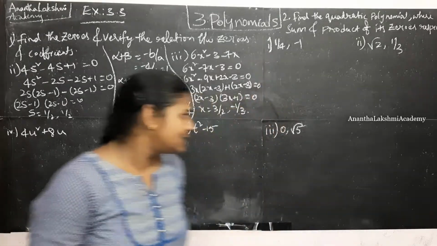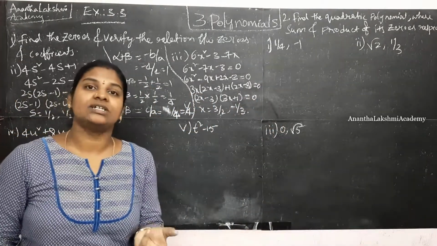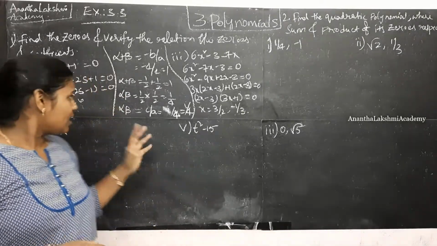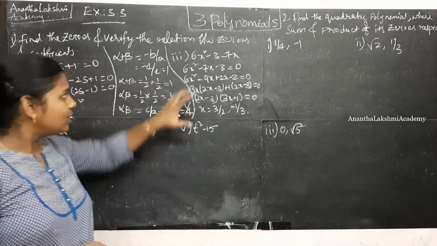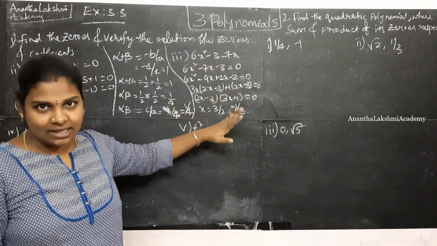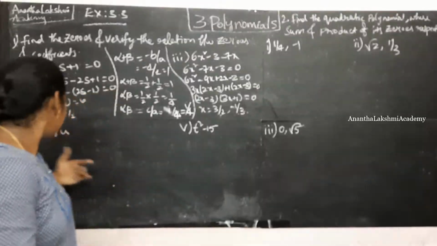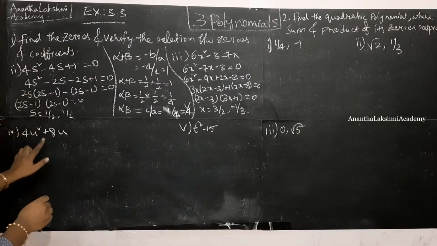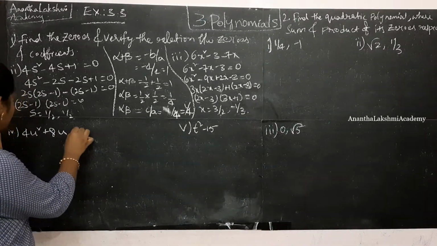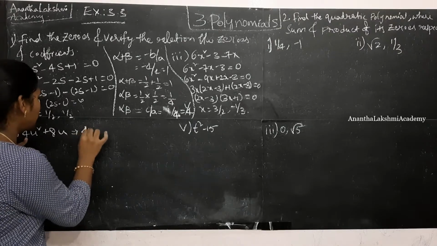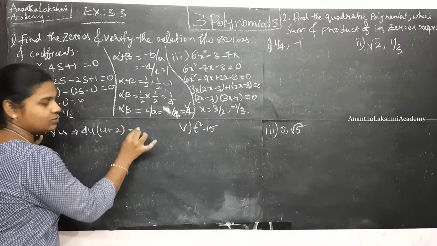Alright, so let's jump into the fourth bit. Here within the first question, I have taken the ones which are a bit different from the rest of the things. So this is quite simple, so I am leaving the simplification part of alpha plus beta and alpha beta to you guys. But if you look at this, 4u square plus 8u, here you do not have a constant, so this can be written as 4u into u plus 2 is equal to 0.